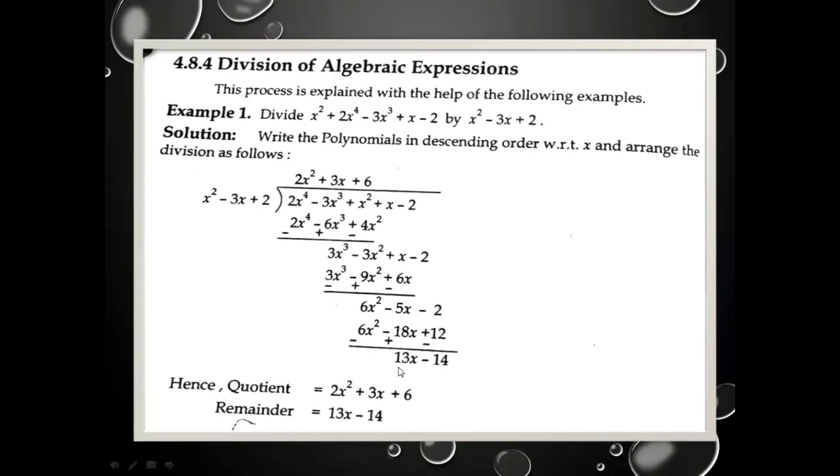Now compare the first term of the remainder, that is 13x, which is less than x square. So we don't proceed our division, we stop over here. Now we say the quotient is 2x square plus 3x plus 6, where the remainder is 13x minus 14.